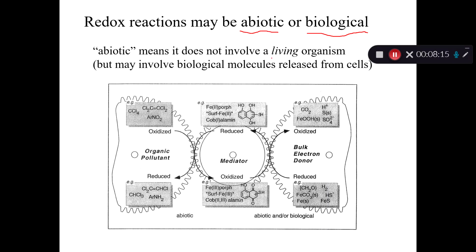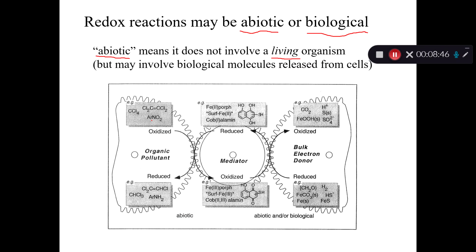Now, the word abiotic can be a little bit difficult to define, and we're going to define it here as meaning that the reaction does not involve a living organism. It could be that the organism died and released those iron porphyrins or those quinones or something, and those are playing a role in the reaction. But as long as you don't need a living organism to make it happen, we're going to quantify that as an abiotic reaction. So here's some examples.